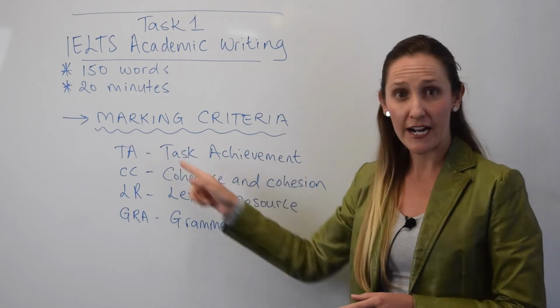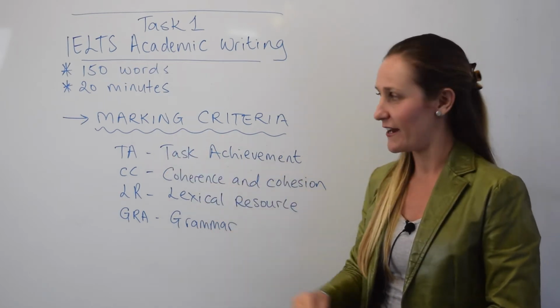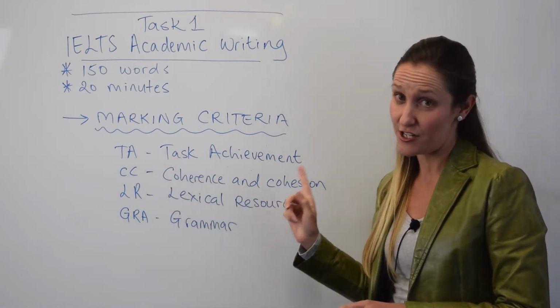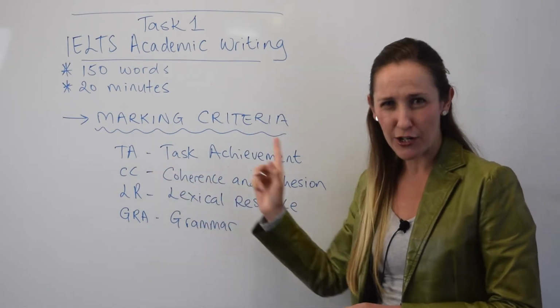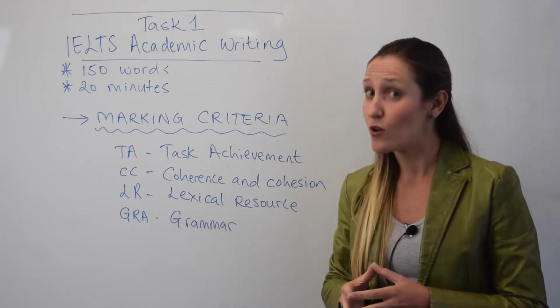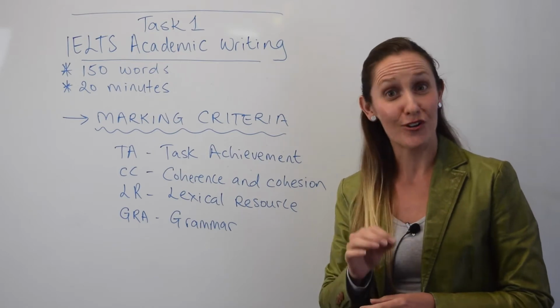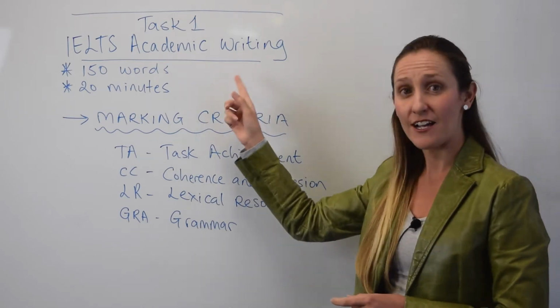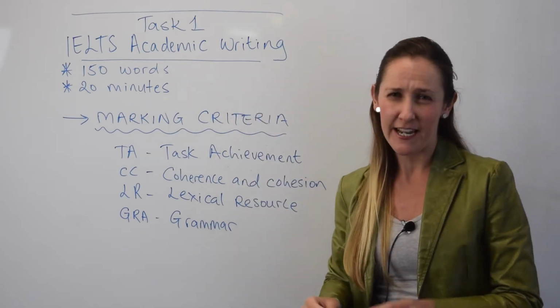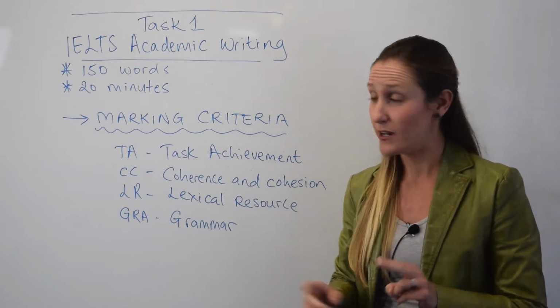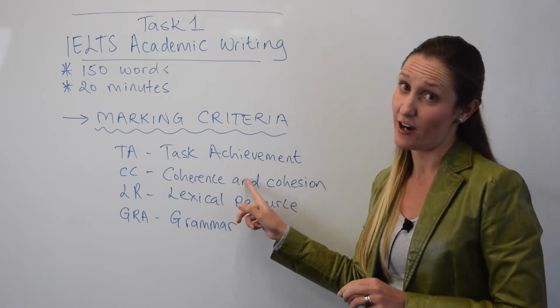So, the first marking criteria that we're going to talk about is called TA, which stands for Task Achievement. In this particular criteria, the examiner is wanting to check that you have actually answered the question correctly. In writing task 1 of the academic test, there are two very important things that you need to do to get a high score in this criteria.